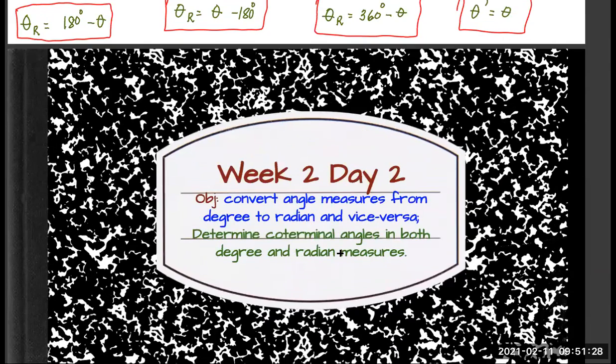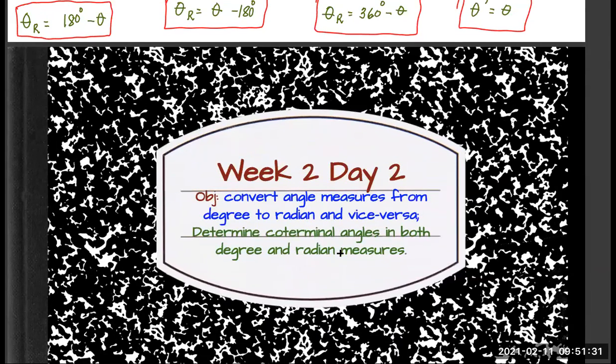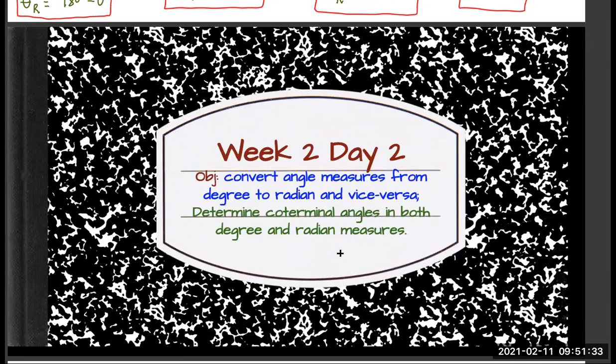Now let's do the conversion. Now this is easy. Conversion. So what we want to do is we will convert angle measures from degree to radian. Radian is another measure. This is where you have the pi. Okay. So the degree is where you have the symbol for degrees. For radian, we have to use the pi. So we are converting from degree to radian and then from radian to degree. And then let's see if we have time to find coterminal angles.